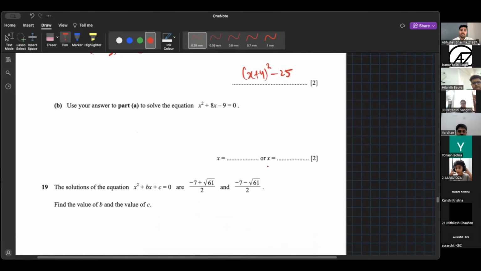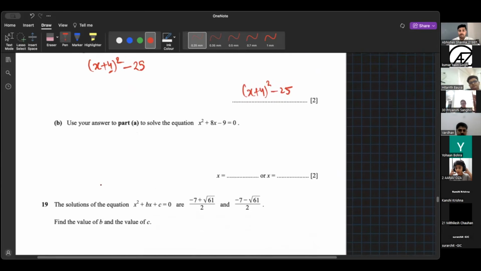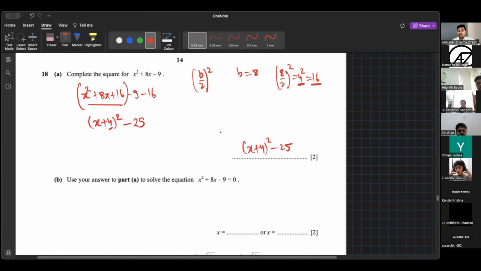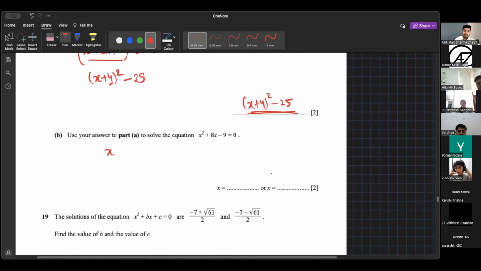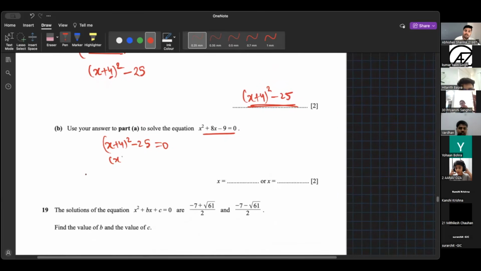Moving on to part B, it says use your answer to part A to solve this equation, x square plus 8x minus 9. Now we had started from the same equation, which is written in this form, the completing the square form. So can we write (x plus 4) the whole square minus 25 equals 0 instead of this? And then we can write (x plus 4) the whole square equals 25.